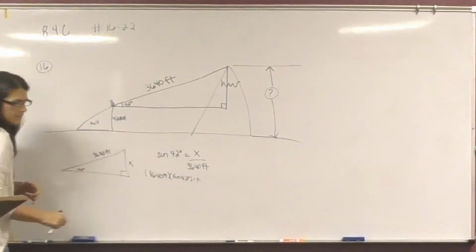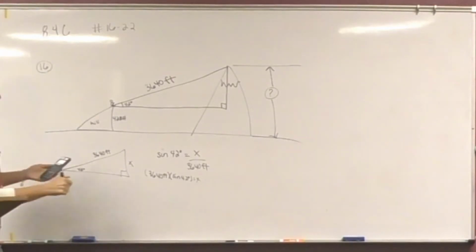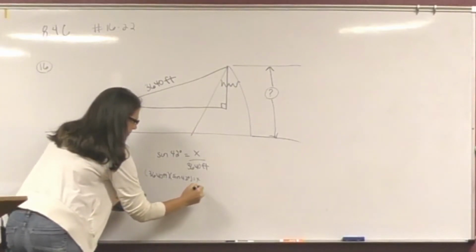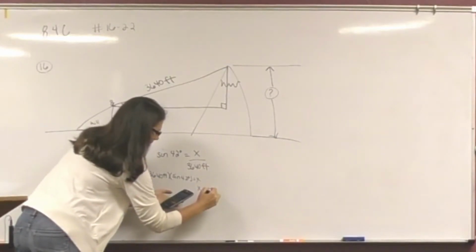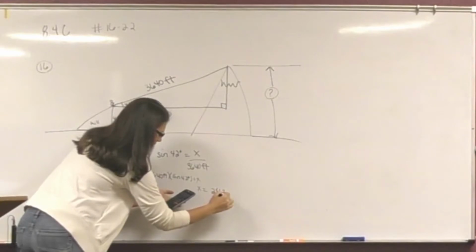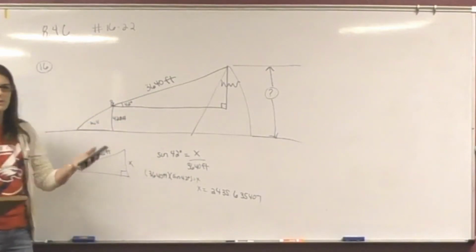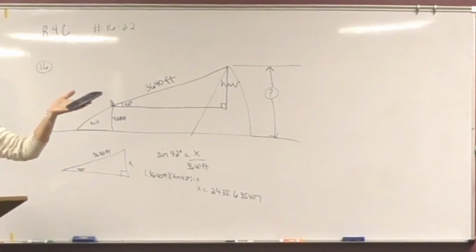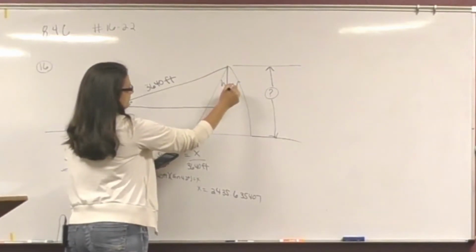All right, so we just do this. Work on your calculator. 3,640 times, just hit the sine of 42. And so x equals, I'm going to write it the other way instead of trying to figure out how long. Okay, 2,435.635407. Okay, now don't clear this number out of your calculator. You don't want to have to type it again. All right, this is this distance right here.